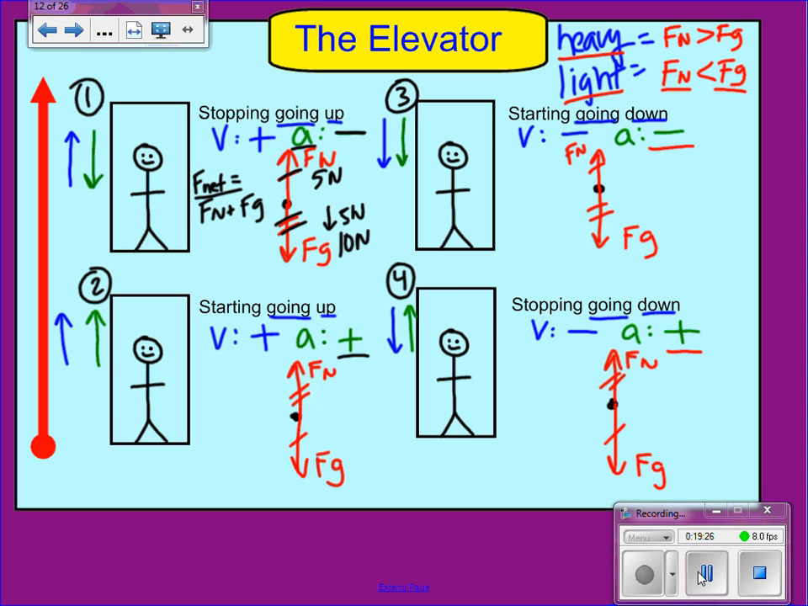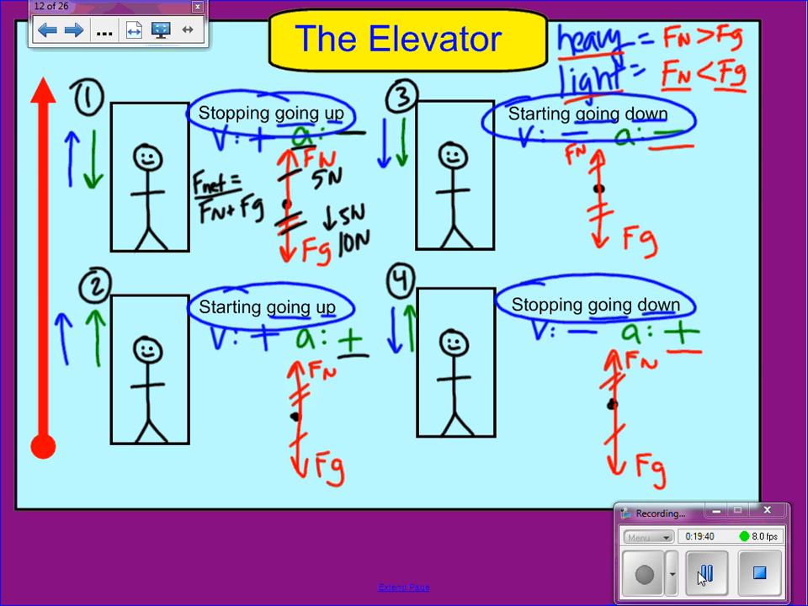So what have we confirmed here? We've confirmed that when you are stopping going up and starting going down, you feel lighter. And when you are starting going up and stopping going down, you feel heavier. And remember, heaviness and lightness comes from your force normal, not your gravity. When you feel light, the normal is less than the gravity. And when you feel heavy, the normal is greater than your gravity. All right. That was a lot of information. Let's start processing it with some math.